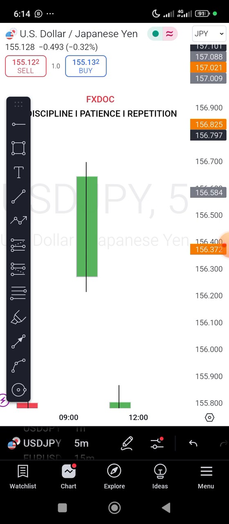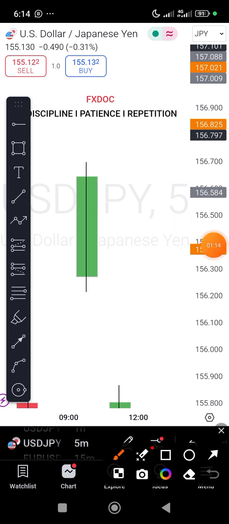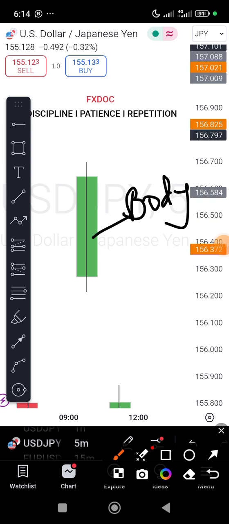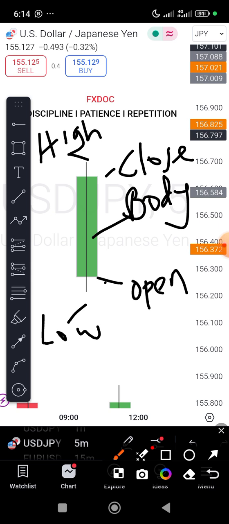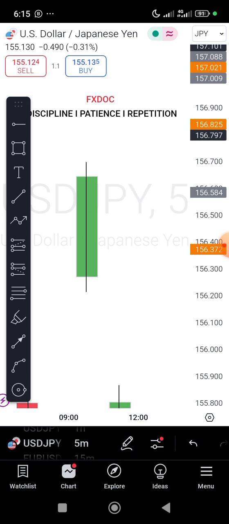So number 1 is the body. Number 2 is the open price. Number 3 is the close. Number 4 is the low. And number 5, we have the high of the candle. So when you see a candlestick next time, this is the interpretation that you get of it. Now let's proceed to the next level.